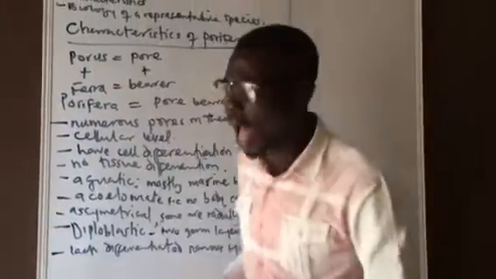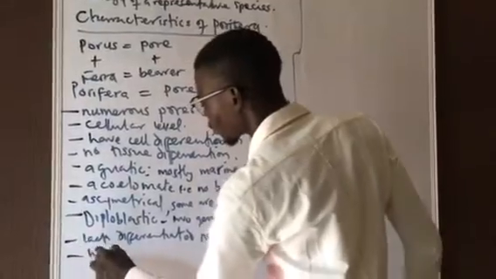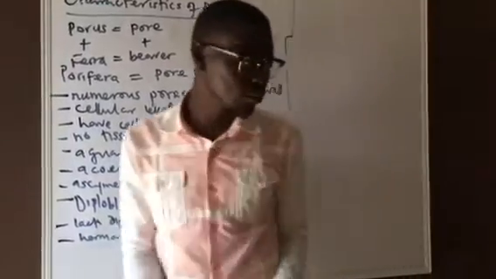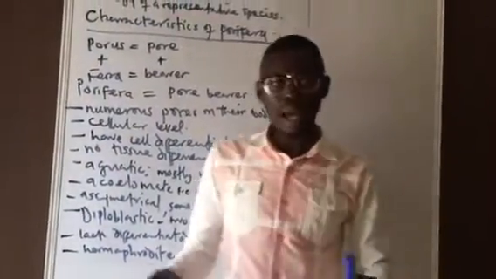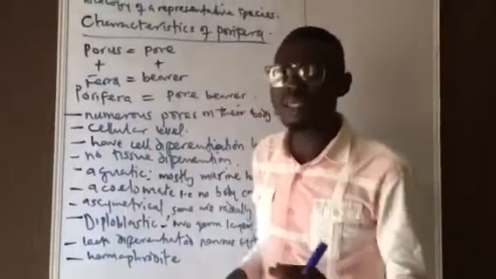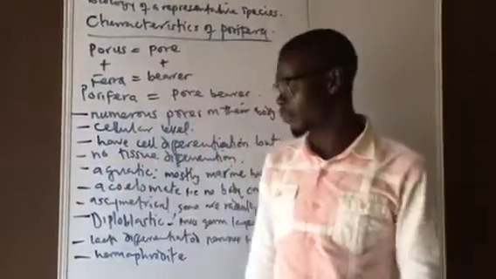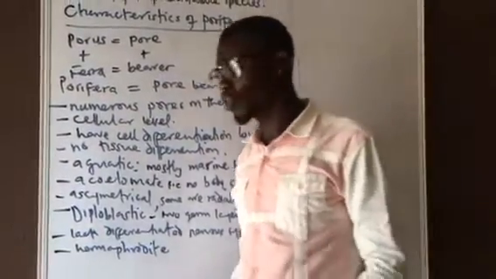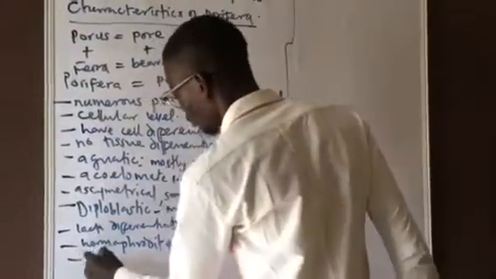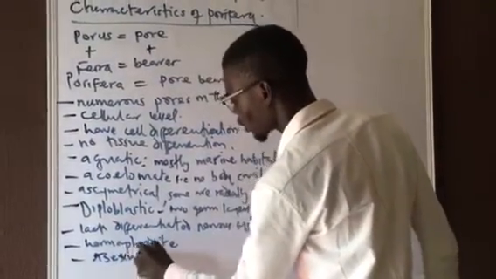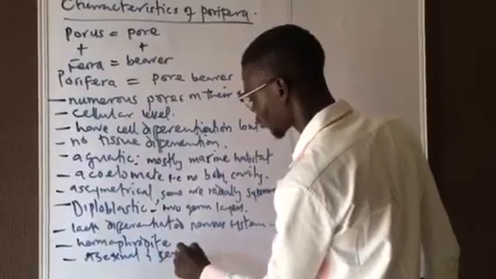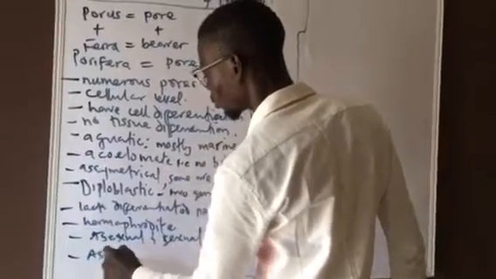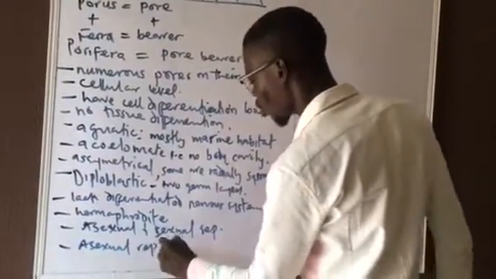These organisms are all hermaphrodite. When we say they are hermaphrodite, only one organism has both male and female reproductive systems. That's why we say that they are hermaphrodite. They also carry out both sexual and asexual reproduction. And the asexual reproduction occurs by budding.